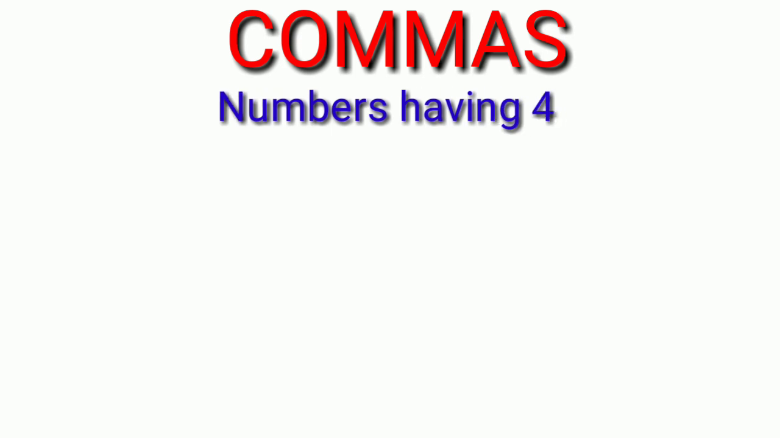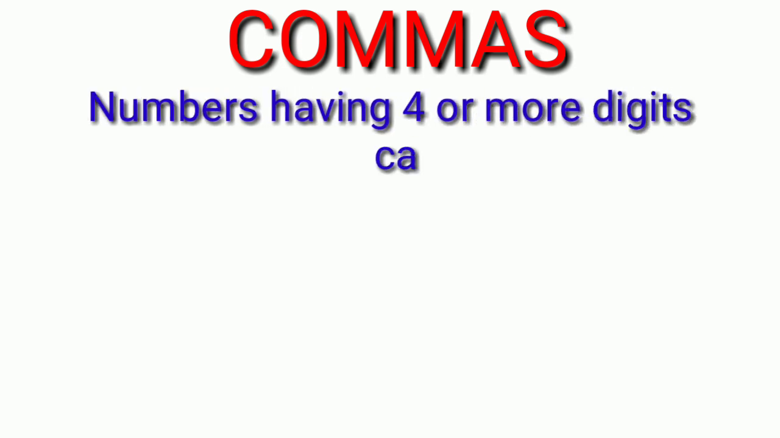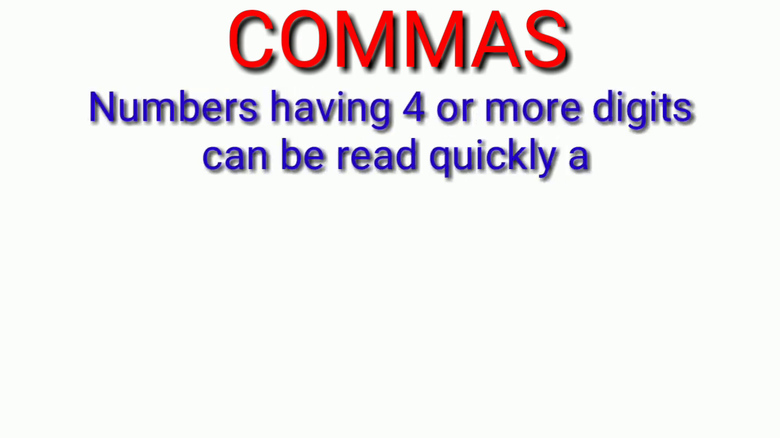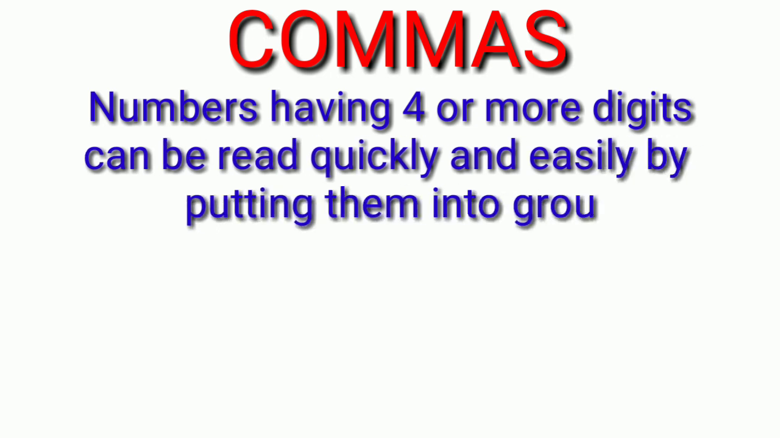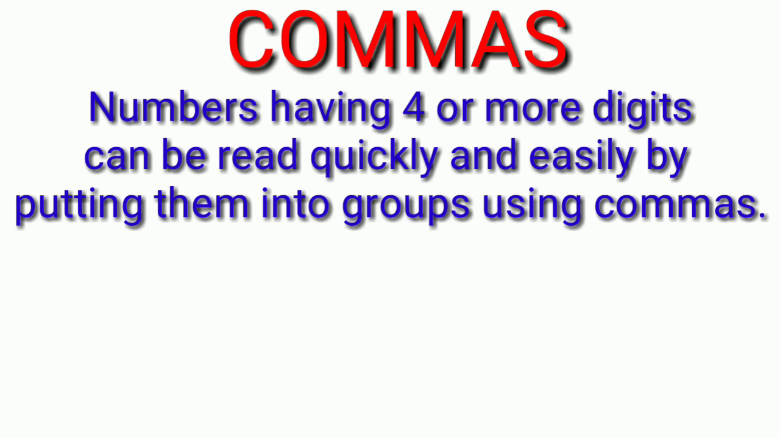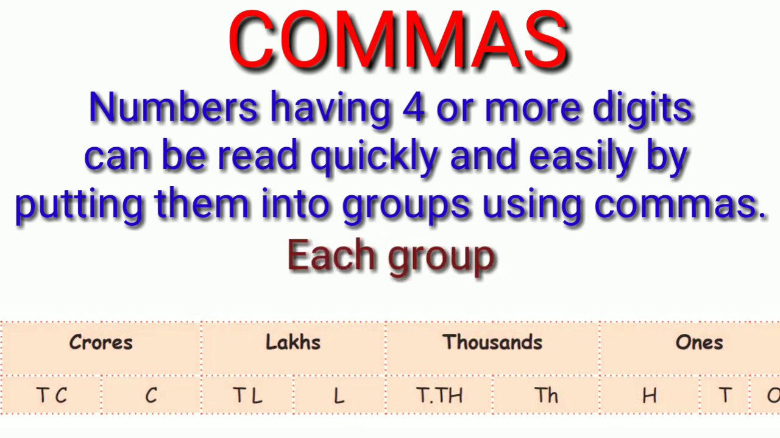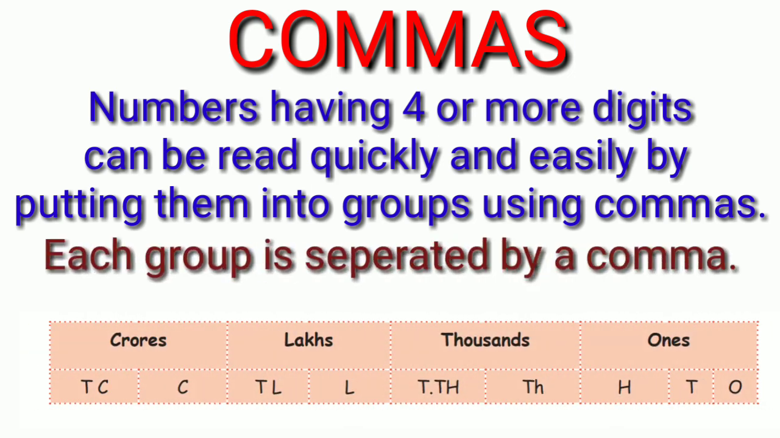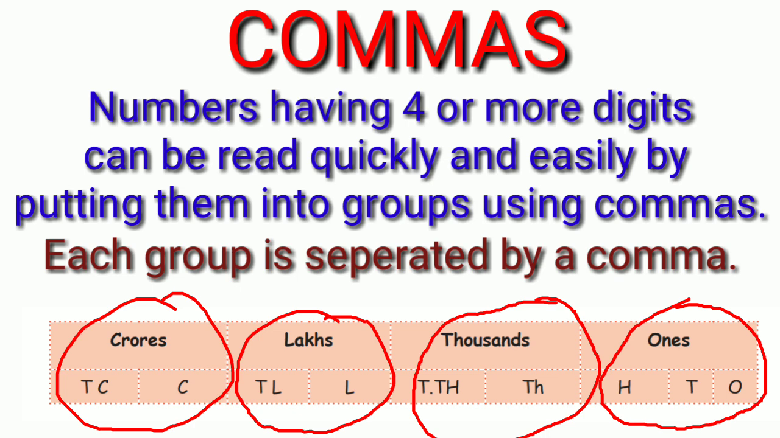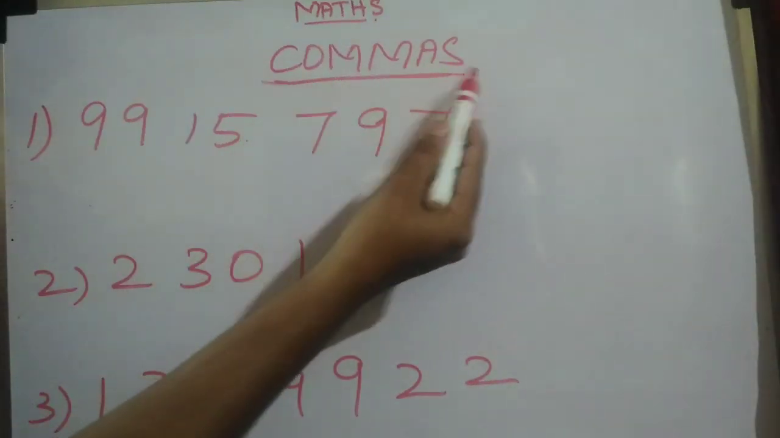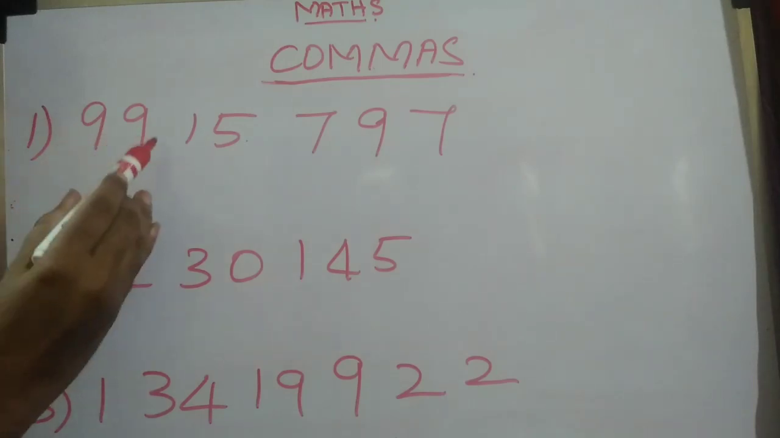Next, see the topic commas. Numbers having 4 or more digits can be read quickly and easily by putting them into groups using commas. Each group is separated by a comma: ones group, thousands group, lakhs group and crores group. Now see the example of how to put commas. First one.